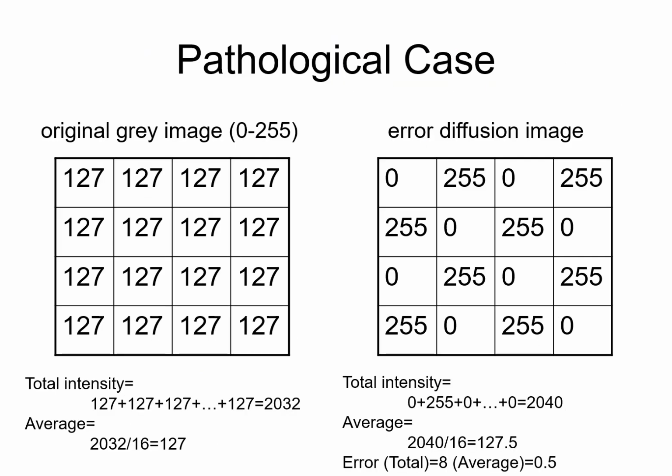If we now do an error analysis of this particular case, the input is on the left-hand side, and we previously calculated the total and average intensity. And on the right-hand side, we see the error diffused image, the black and white image that we get as a result of applying error diffusion dithering to that input image. In this case, the new total intensity is 2040, the average intensity is just over 127. The error difference between these two images is very low, so it's just a total of 8 or an average of 0.5. So we can see that in this particular case, error diffusion dithering has improved the situation considerably. We will end up with an image which does look quite grey when we look at it from a distance.